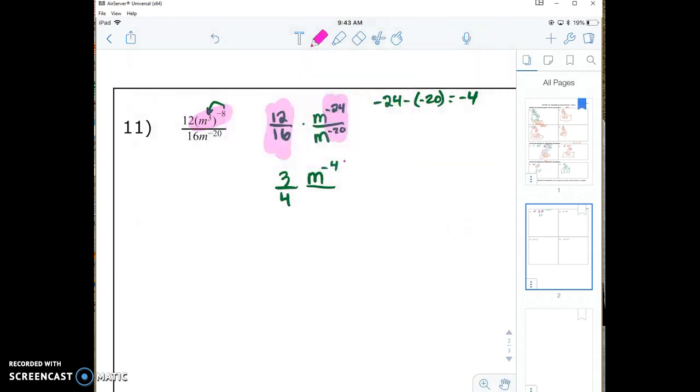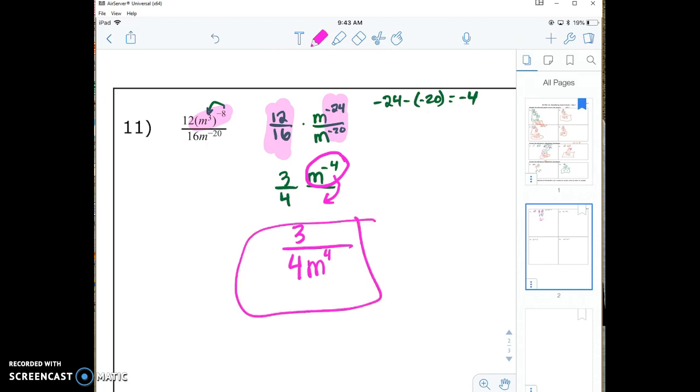In our final answer, we don't want negative exponents. So my m to the -4, his negative is sad. He has to move down to the bottom. So I'm left with 3 over 4. My m to the -4 moves down and becomes positive. 3 over 4 m to the 4th power is my simplified answer.